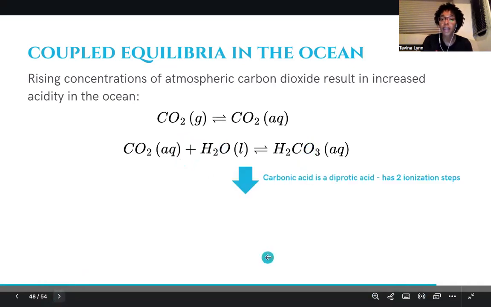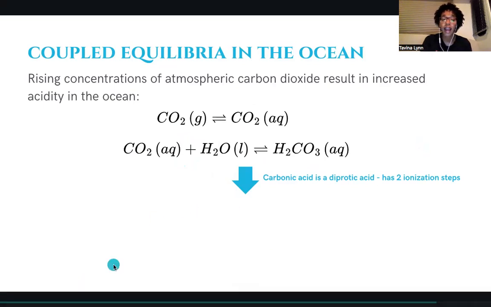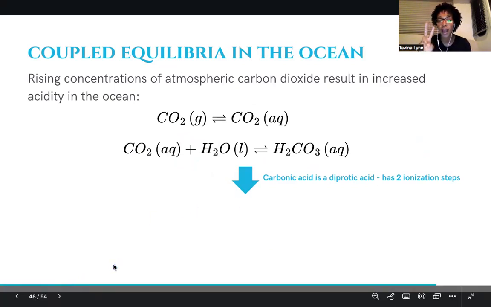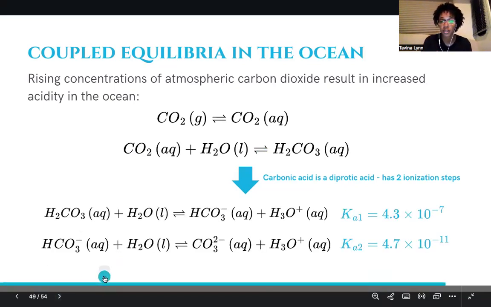So this carbonic acid is a diprotic acid. So it can hydrolyze in water in two ionization steps. So here are the two ionization steps that have acid ionization constants associated with each of the steps. Now, notice that in this second step, we actually form these carbonate ions.